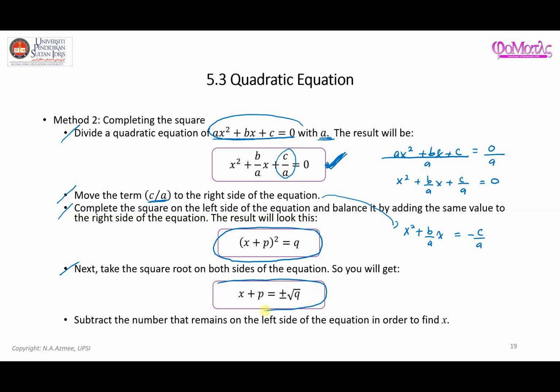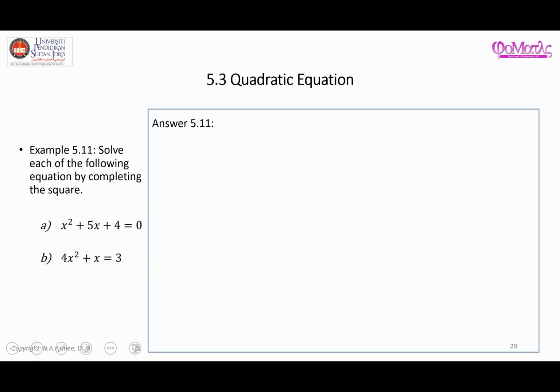x plus p is equal to plus minus square root of q, and then you can get the value of x by letting p be moved to the right hand side. Subtract the number that remains on the left side of the equation in order to find x. Well, at one glance, maybe to those who aren't familiar with the completing the square method, it can be overwhelming. But worry not, we are going to show it to you through this example here. Okay, so the first example, A.